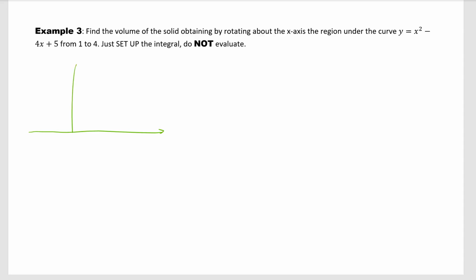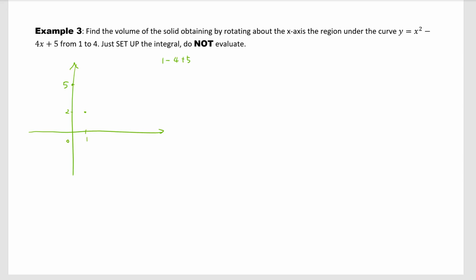So this is the x-axis. This is the y-axis. Okay, so we know this is a parabola and it's opening up because the leading coefficient is positive. And we want to draw it from 1 to 4. Let's plot some points. When x is 0, you get 5, right? So at 0, we get 5. And when we plug in 1, 1 minus 4 plus 5 is what? 2, isn't it? So at 1, we get 2.